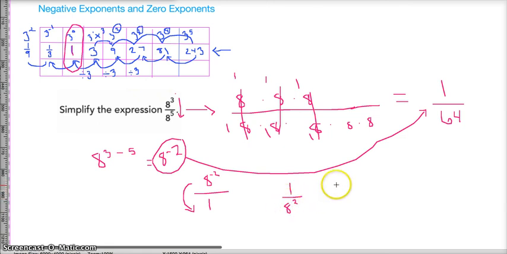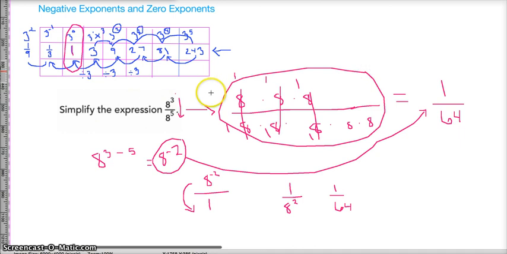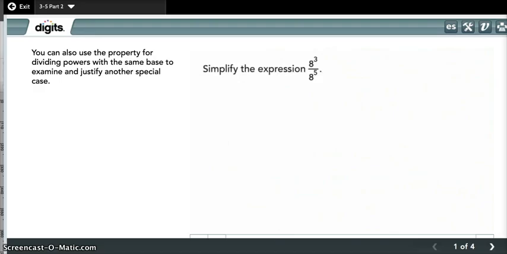So 1 over 8 to the 2nd is 1 over 64, which is how we got 1 over 64 here as well. So when you see a negative exponent in the numerator, move it to the denominator so it becomes a positive exponent, and then you get 1 over 64. If you forget that, do this math and cross out the ones they have in common to figure out that it's 1 over 64. Let's go ahead and finish this video in the next few minutes in part 2's video.